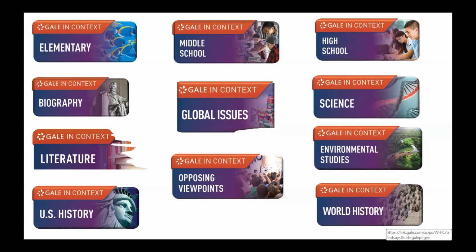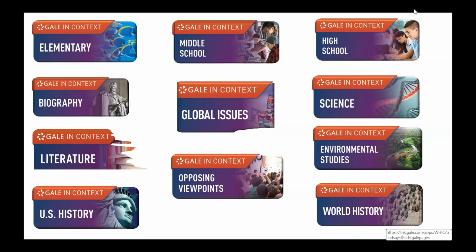I'm going to dig into one of our resources. This is what the homepage looks like for Gale In Context High School, which is one of our most comprehensive. The elementary is geared for K through 5. The middle school is geared for 6th to 8th graders. High school, we say, is 7 through 12, with leveled reading and the ability for teachers to differentiate instruction with various tools and features. I'm going to give a high-level overview of those today.